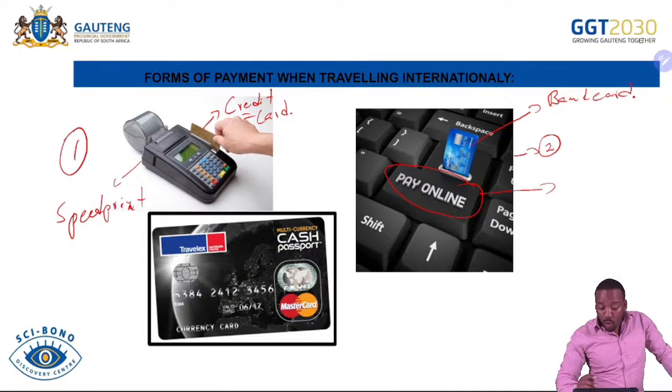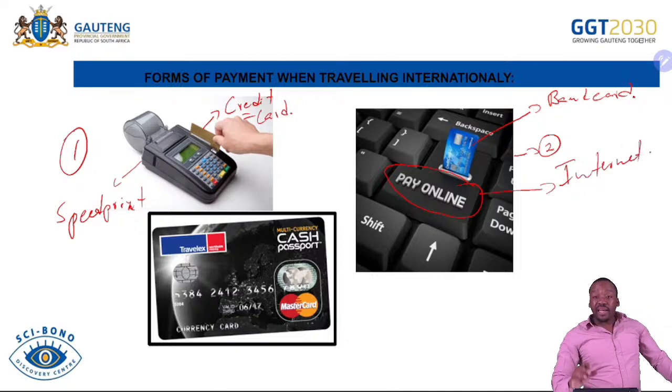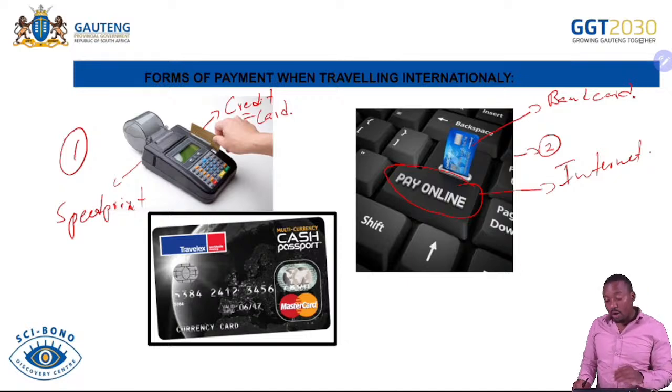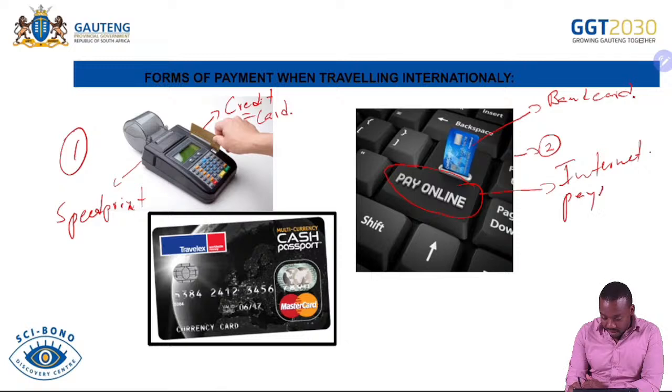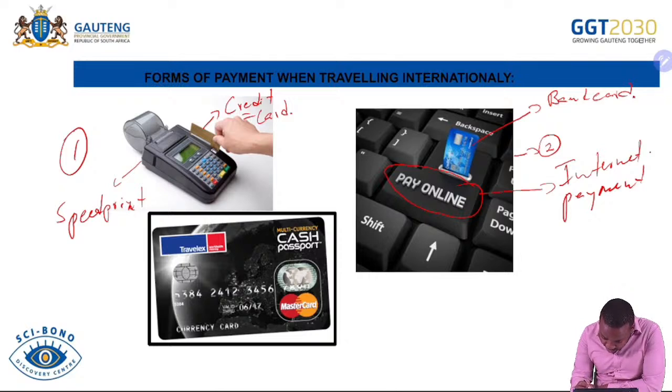So pay online, what do you mean by online? It means via the internet, right? So obviously an internet using what? A computer and so on. So what do you call that one? Internet payment. So you will know that, oh, now when they say pay online, what are they talking about? Internet payment. Then we have another card here again. Remember the first one we said it is a credit card. Then this one is written here currency card. So there is also a bank card that is used.